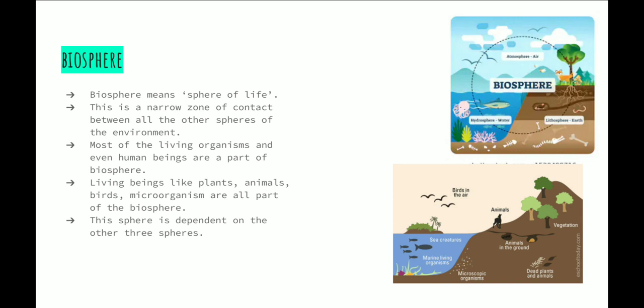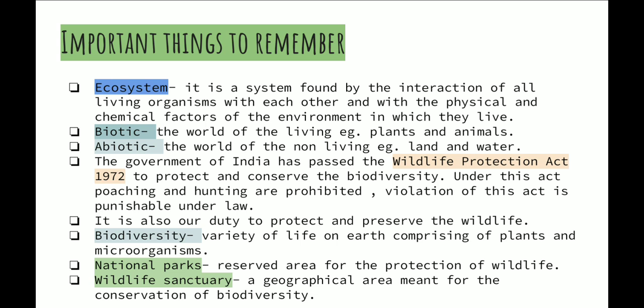Before finishing this chapter, there are certain important things to remember. These are ecosystem, biotic, abiotic, the Wildlife Protection Act, biodiversity, national parks, and wildlife sanctuaries. The definitions are given beside them. It is important to know these definitions if you are reading this chapter.